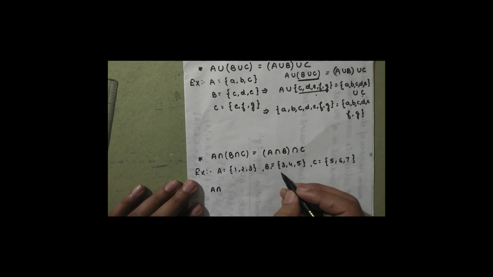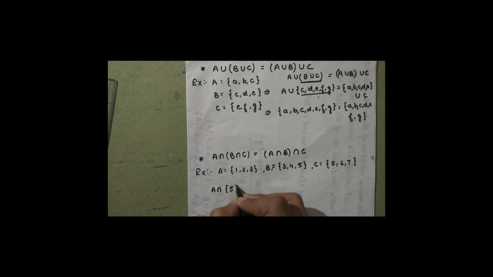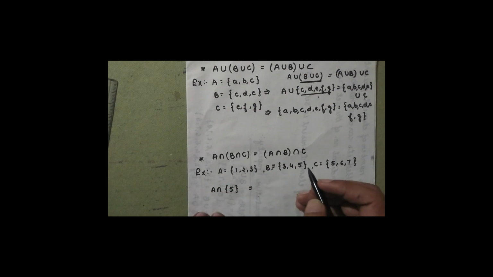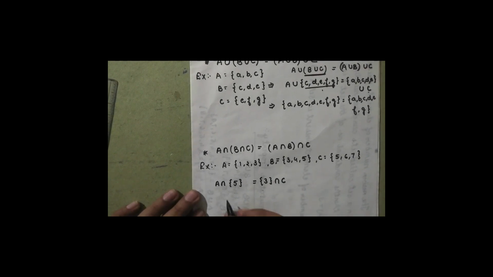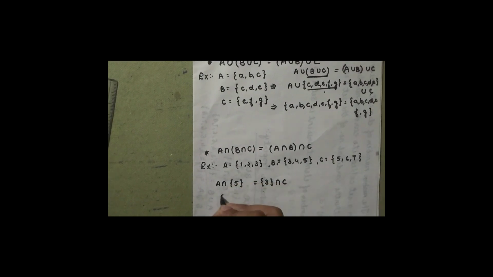So what is B intersection C? B intersection C is the common element between them. So the common element between B and C is 5. So it is the set {5}. And the RHS part, A intersection B. What is common between them? Common is 3 between them, then intersection C. So what is {3} intersection C? Set C equal to 5, 6, 7.